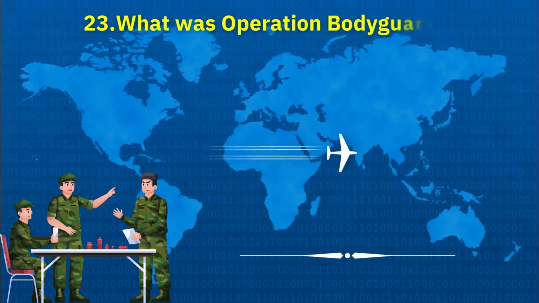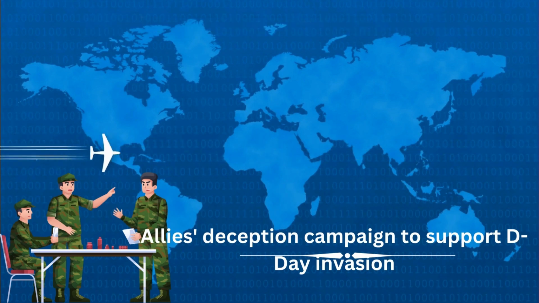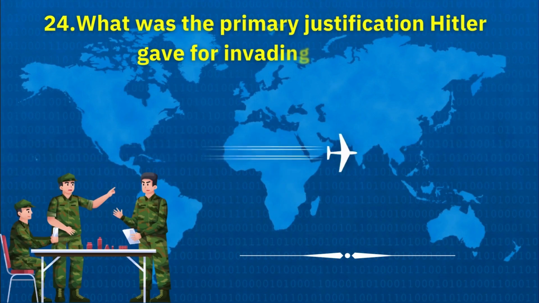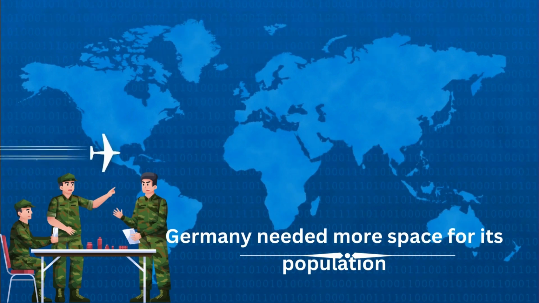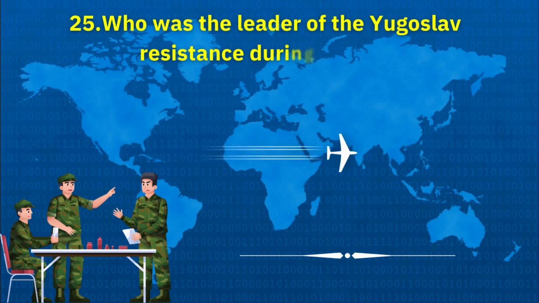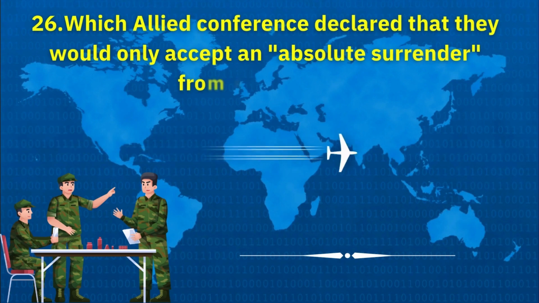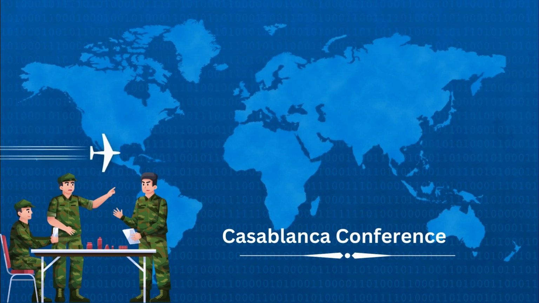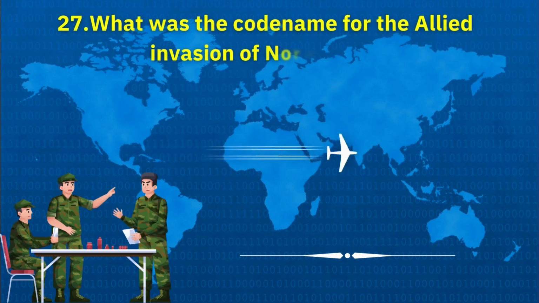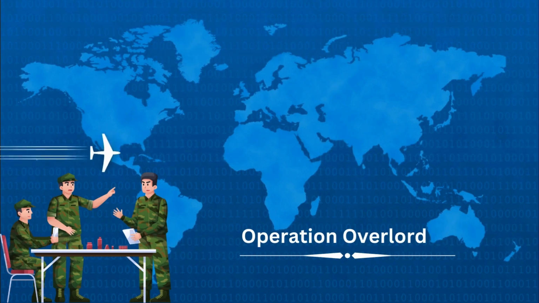What was Operation Bodyguard? What was the primary justification Hitler gave for invading Russia? Who was the leader of the Yugoslav resistance during World War II? Which Allied conference declared that they would only accept an absolute surrender from Axis forces? What was the code name for the Allied invasion of Normandy?